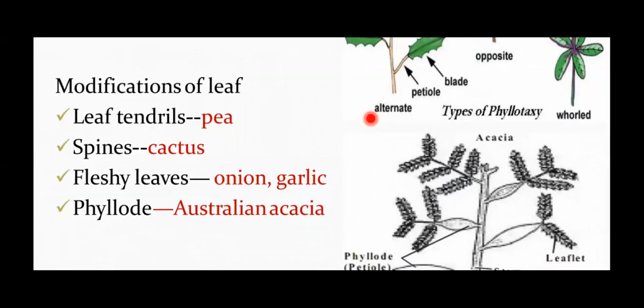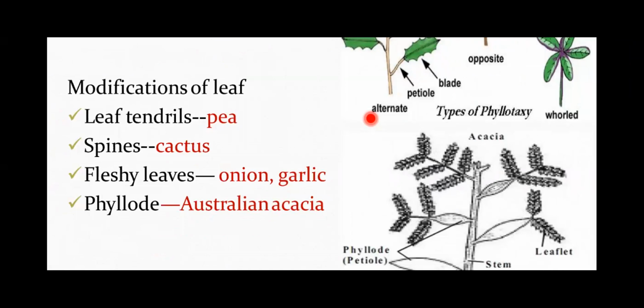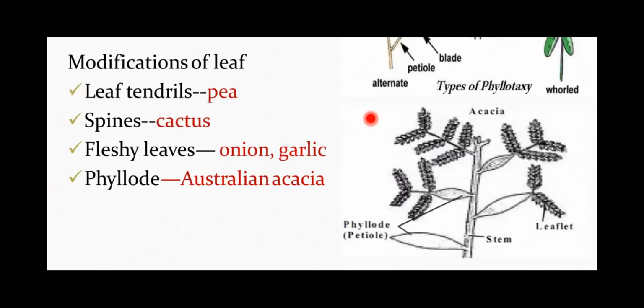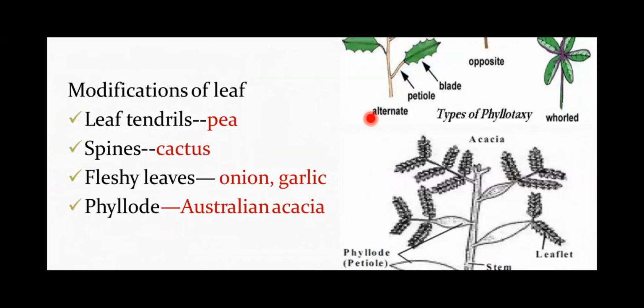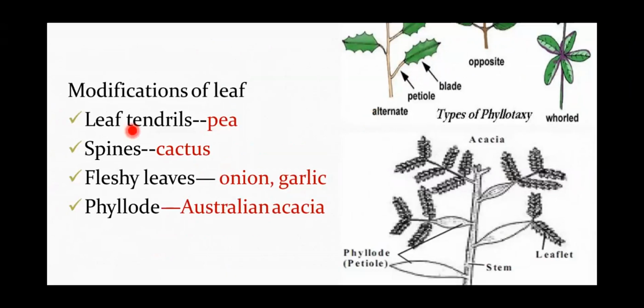Similarly, we have modifications of leaf, students. Leaves are also modified to perform various functions. The general function of the leaf is photosynthesis, but in addition to photosynthesis, they can even do other functions also. What are those modifications? One of the important types of modification is leaf tendrils. Leaves are converted into slender tendrils, and their main function is to help in climbing. An example in this category is the pea plant. Similarly, leaves can be modified into spines. The purpose is defense or protection. An example in this category is cactus.